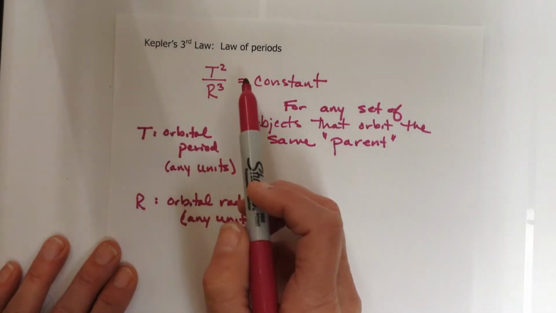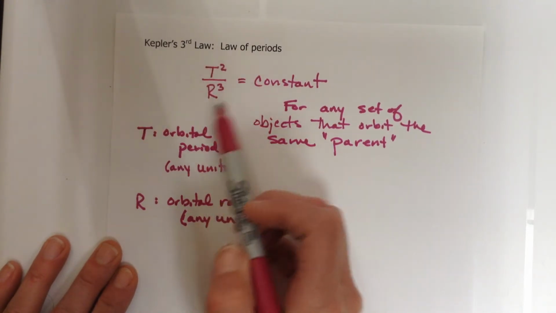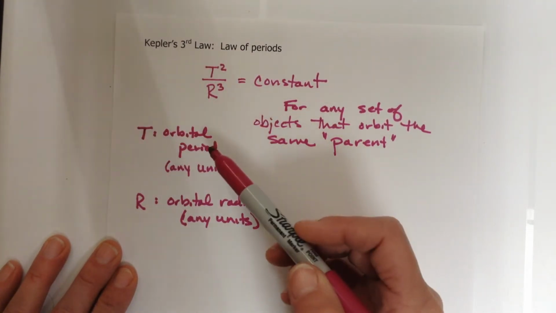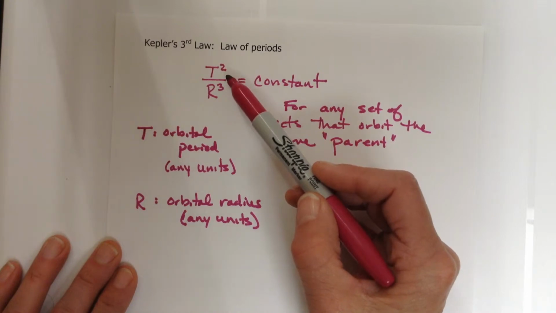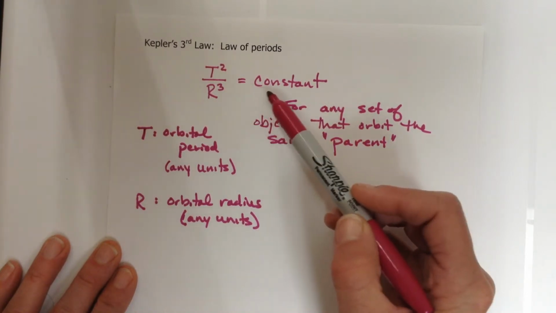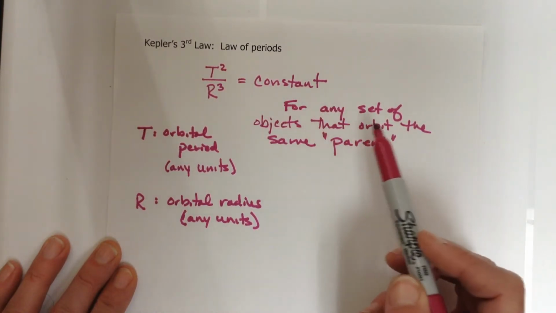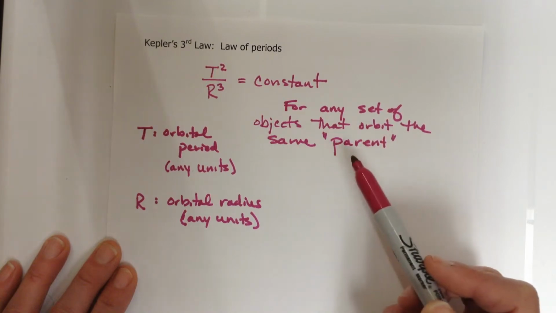But again, Kepler's third law of periods, Kepler came up with this idea, again with that enormous amount of data, that if I take the ratio of T squared to r cubed, it's going to equal a constant for any set of objects that orbit the same parent planet.